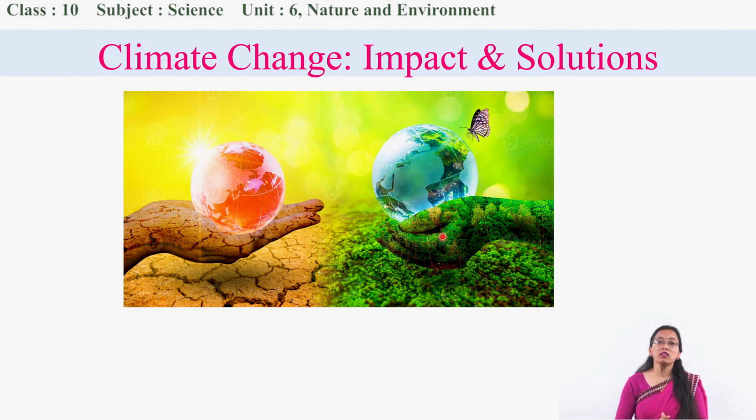And what are the impacts of this climate change, what are the solutions for those, and how can we minimize climate change, we discuss today. Here, because of climate change, in the same picture, half the part is showing greenery, there are living organisms, the biosphere is very healthy, but in the other half of the picture it is shown that the land is dried up, there is no rainfall, there is a drought condition.